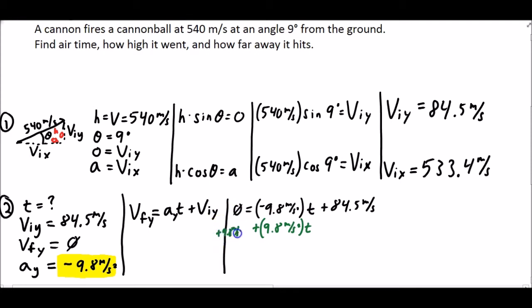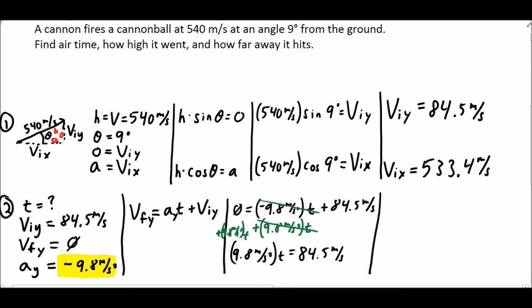9.8 meters per second squared times t to this side and both sides. So what that's going to do, this will cancel out, and we're left with 9.8 meters per second squared times time is equal to 84.5 meters per second. We still don't have time solved, so let's do that.